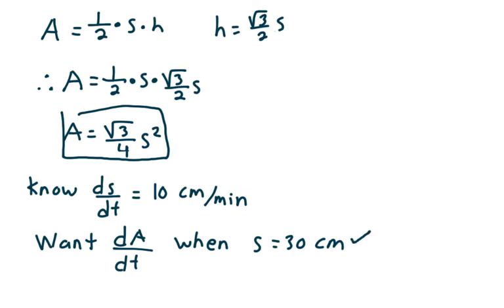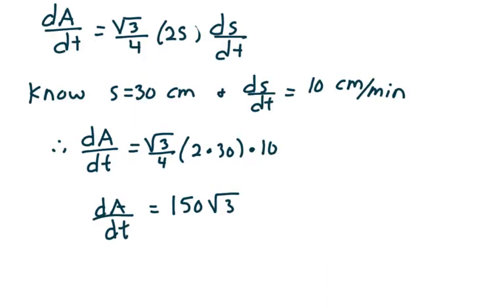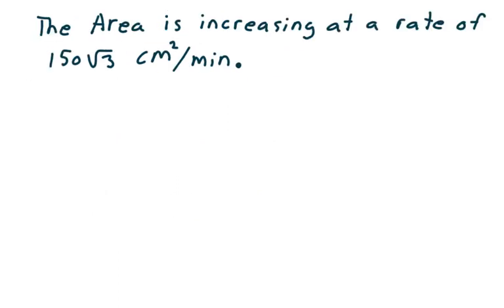So I'm going to differentiate this area formula with respect to t. So dA/dt is square root of 3 over 4 times 2s ds/dt. But we know that s is 30 centimeters and ds/dt is 10 centimeters per minute, so I'm going to replace s with 30 and ds/dt with 10. And so that says dA/dt is square root of 3 over 4 times 2 times 30 times 10, which is 150 square root of 3. And that tells me that the area is increasing at a rate of 150 square root of 3 square centimeters per minute.